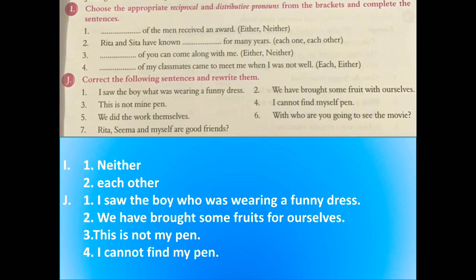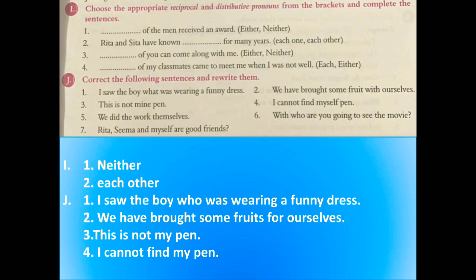Let us move to exercise I. Choose the appropriate reciprocal and distributive pronouns from the brackets and complete the sentences. 1. Dash of the men received an award. The answer will be neither. Next, 2. Rita and Sita have known dash for many years, each one or each other. The answer will be each other. 3 and 4 will be your homework.